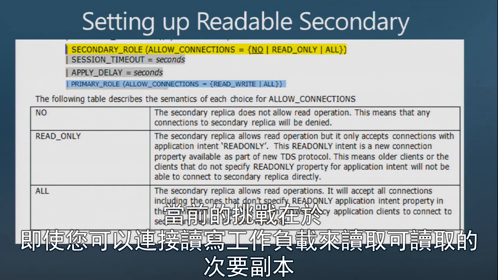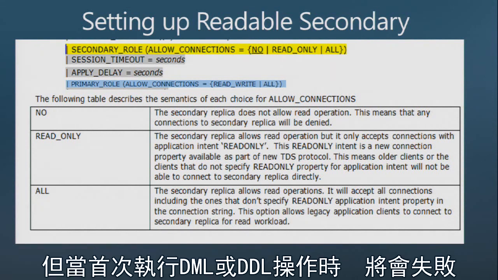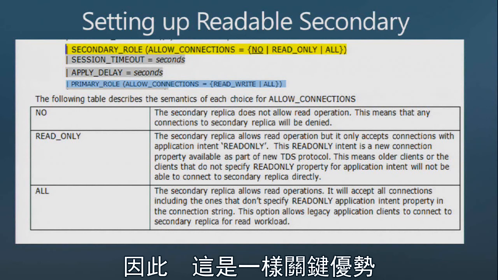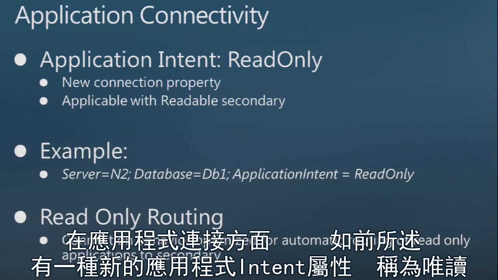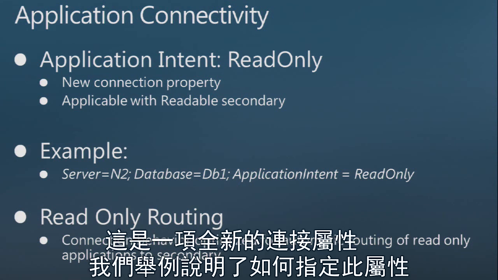Now the challenge is, even if you can connect a read-write workload to readable secondary, it will allow that, but of course when you do the first DML or DDL operation, it will fail. So that's a key benefit. So in terms of application connectivity, as I said, there is a new application intent called read-only. It's a new connection property, and the example shows how you will specify it.